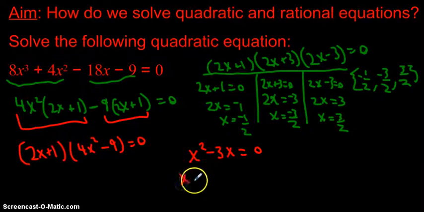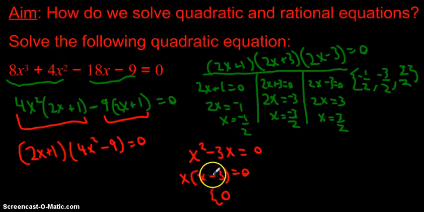If you factor that, you get x times x minus 3 equals 0. So the solutions to this would be, when x is 0, this part is 0, and 0 times negative 3 will be 0. Or if x is 3, then 3 times 3 minus 3 is 0. So both of those are solutions.